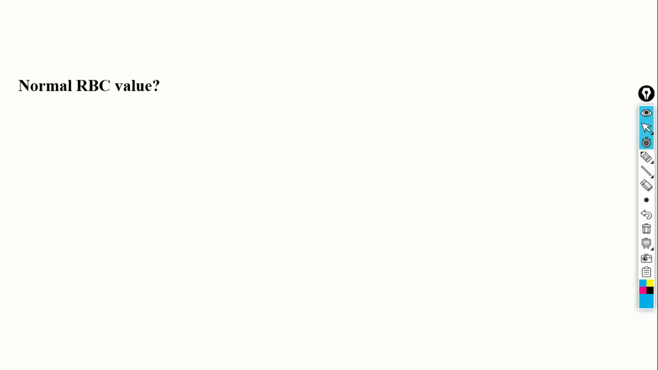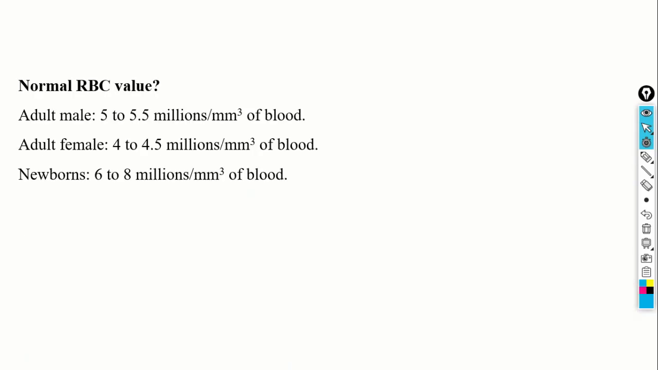So what is the normal RBC value? Again, you have to say by gender. For adult male, 5 to 5.5 million per millimeter cube of blood. Always say it with the unit, never forget the unit. For adult female it is 4 to 4.5 million per millimeter cube of blood, and for newborn it is 6 to 8 million per millimeter cube of blood.